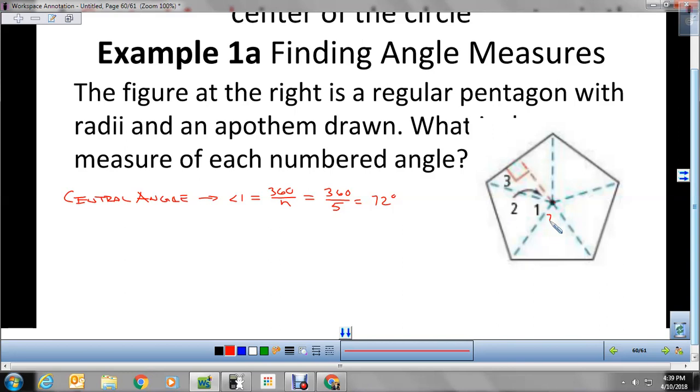That means that each angle around the center is 72. I didn't draw this one in. This is still 72, but we're going to write on this here in a second. The second angle, angle 2, is what we call the half angle.